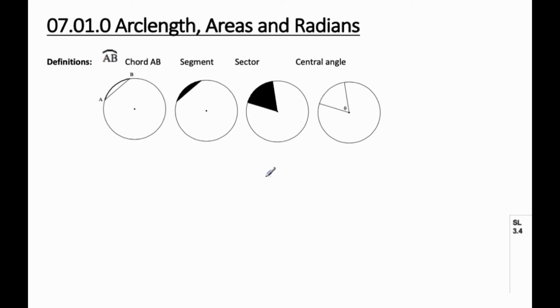Mr. Rups here, and we are going to talk about arc lengths and areas and radian degree measures today. So just a quick review of some definitions.